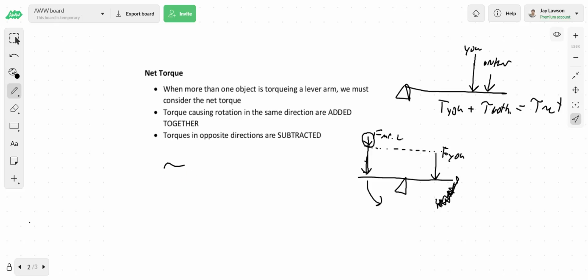So to solve for that, you take the torque of Mr. Lawson minus the torque of you when you go to solve for that. And that's how you find net torque. Okay.